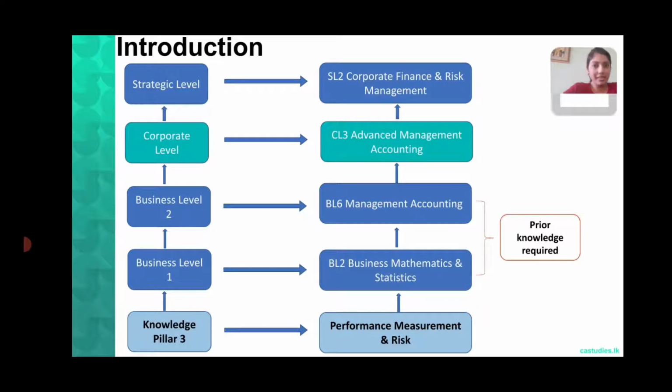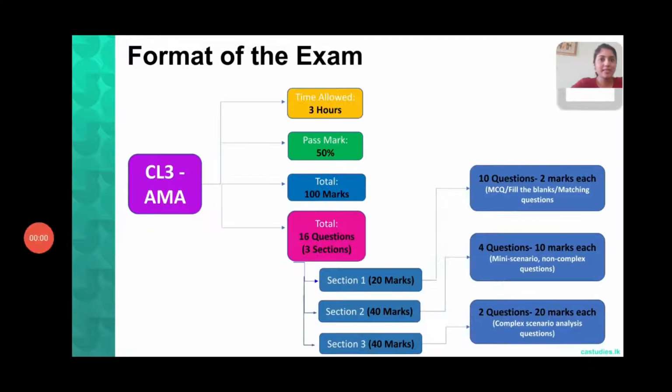which means we will be covering a more advanced area of management accounting, and at the same time we will need to have prior knowledge before attempting the CL3 paper, and that prior knowledge would be from business level 2 and business level 1, which are BL6 and BL2 subjects. So I recommend it's good to go and refresh your knowledge on BL6 and BL2 so that it will be easy for you all to attempt your paper successfully.